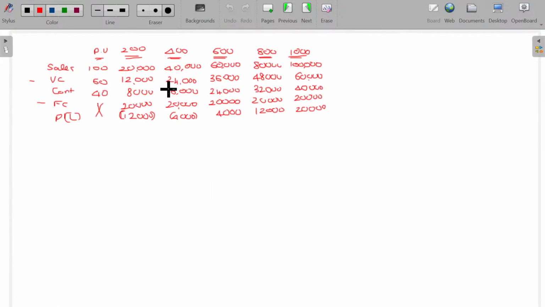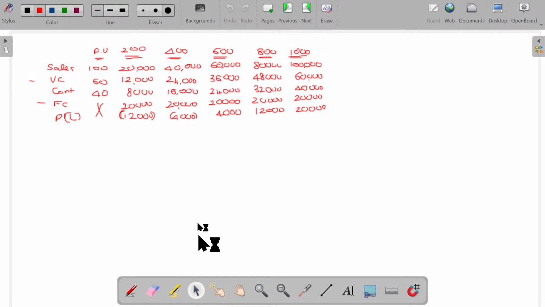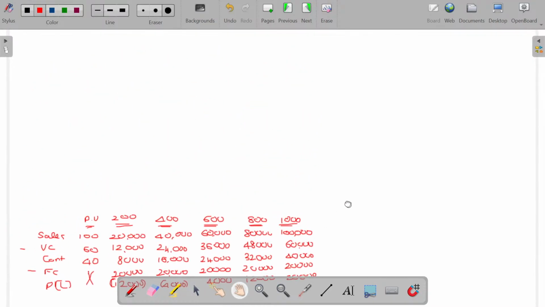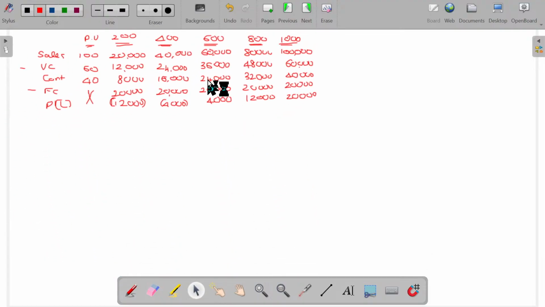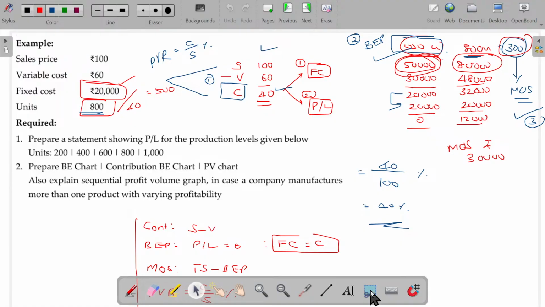Right. Before we go further, let me finish off the basic theory here. Basic theory about the BEP, margin of safety and all. Is that okay? So, what you have to do? Second point. Prepare BEP chart, break-even chart, contribution break-even chart, PV chart. Also explain sequential profit volume graph in case a company manufactures more than one product with varying profitability. So, these are the questions that are going to be covered here. Let's now first finish off these three.